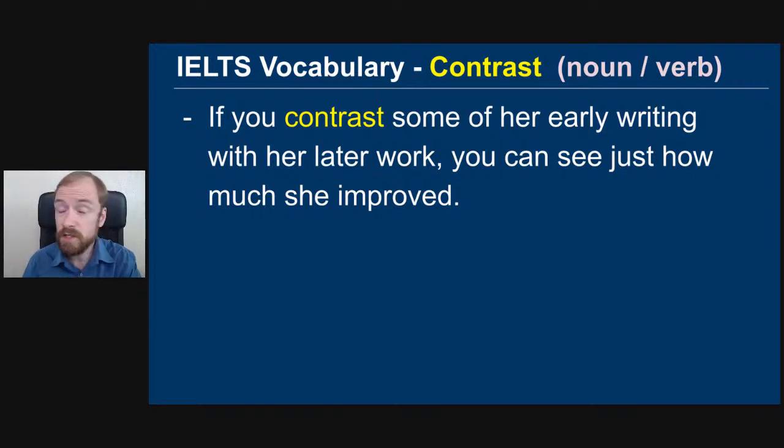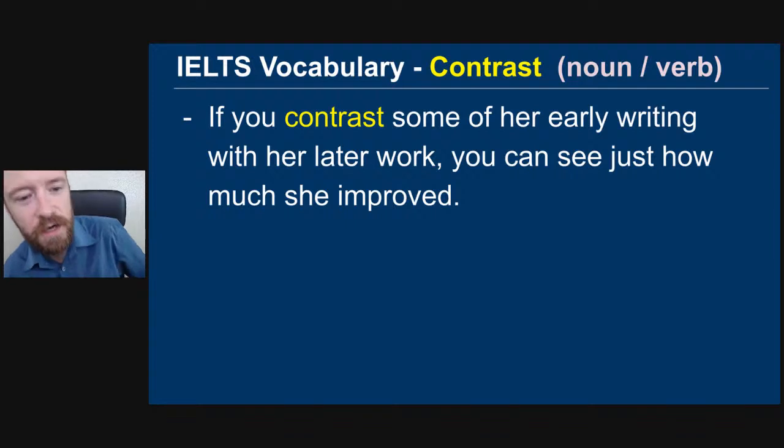All right, let's look at just the word contrast. Now, if you look at the title, it says IELTS Vocabulary: Contrast, noun, verb. It can be a noun, it can be a verb. So if you contrast some of her early writing with her later work, you can see just how much she improved.